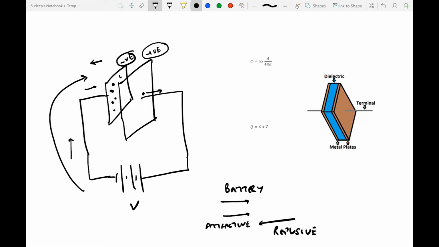So if we now look at this, there are actually three factors which the amount of charge that the capacitor can hold depends on. One is of course the V, the voltage of the battery source. Second, it would be directly proportional to A, the area. The bigger this plate is, the more additional electrons it would be able to accommodate. And it would be inversely proportional to D, the distance between the two plates.